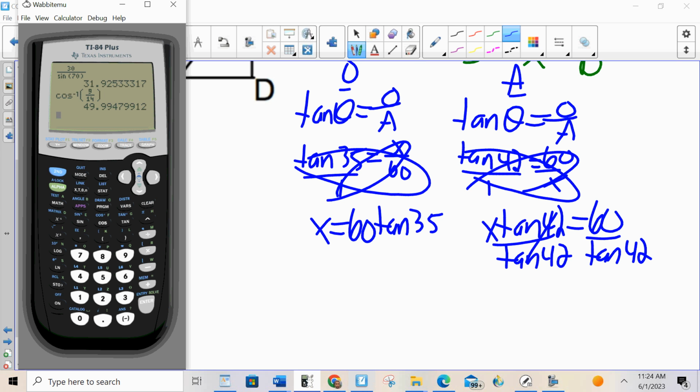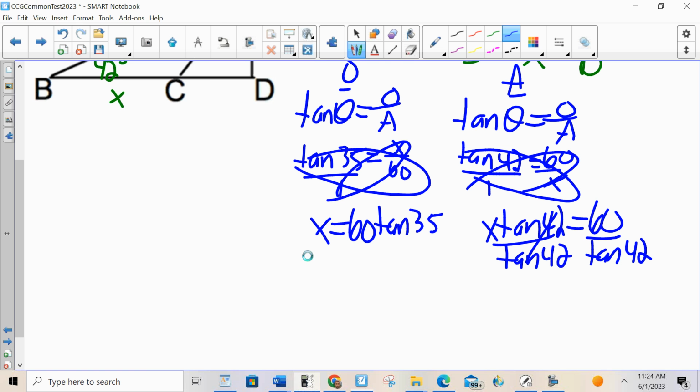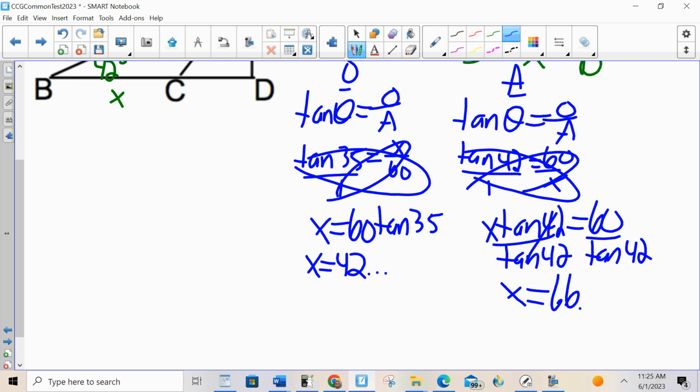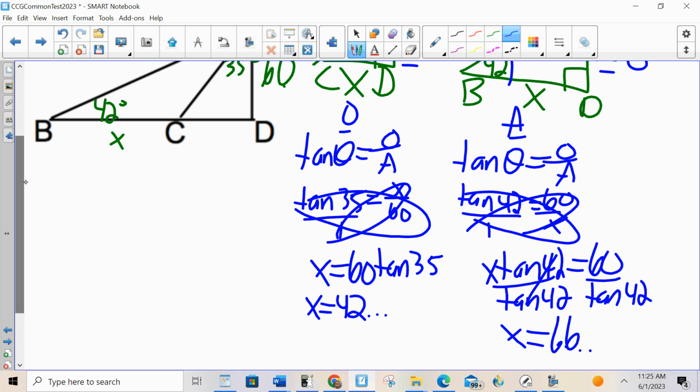So I've got 60 tan 35, 42 dot dot dot. We do not want to round until the very end, so I'm going to write dot dot dot because I'm not cruel and making you write out all those digits. 60 over tan of 42, 66 dot dot dot. So this whole thing is 66.